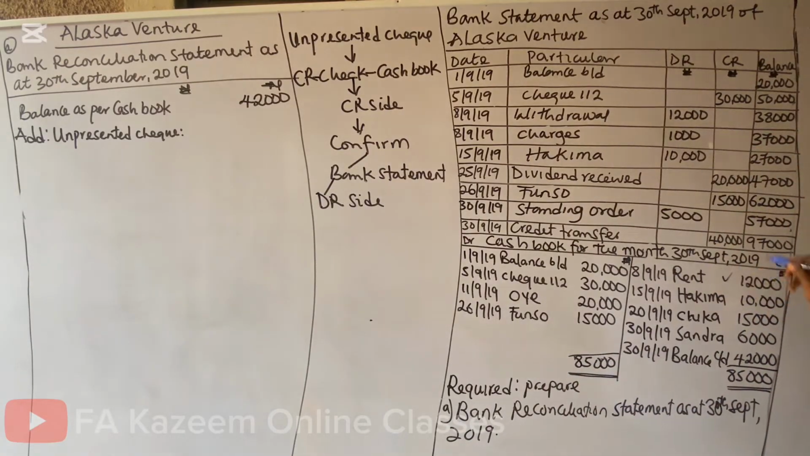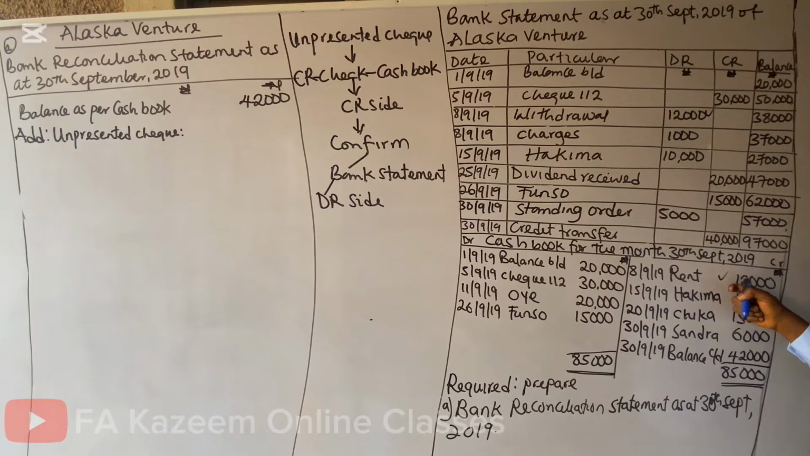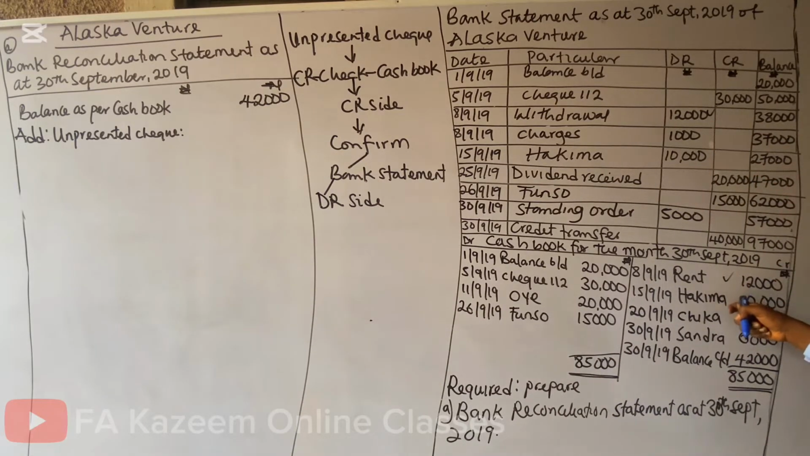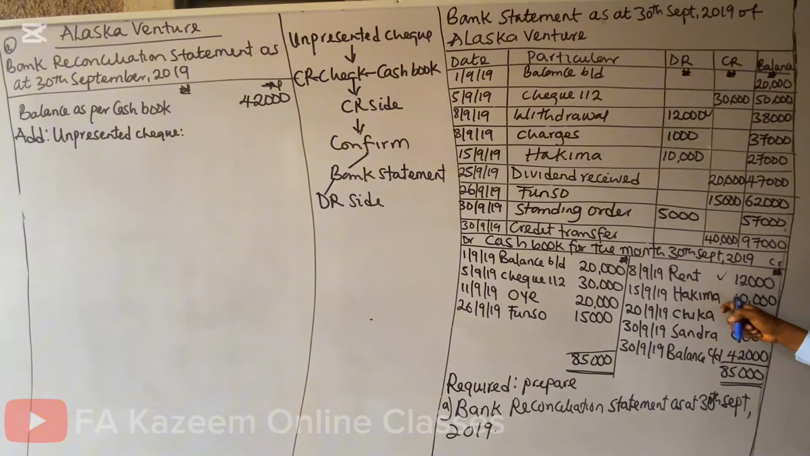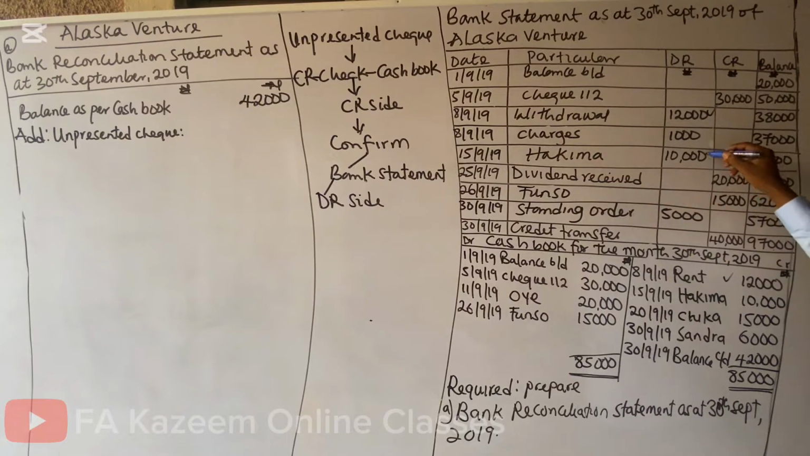Rent, 12,000. You see, I've confirmed it. I'm not checking the bank statement, I'm only confirming. I've checked a withdrawal, an outflow of 12,000, and the 12,000 is here. 10,000 was given to Akima, and Akima has gone to the bank. That's why you see it in the bank statement. Meaning, the 10,000 was withdrawn.